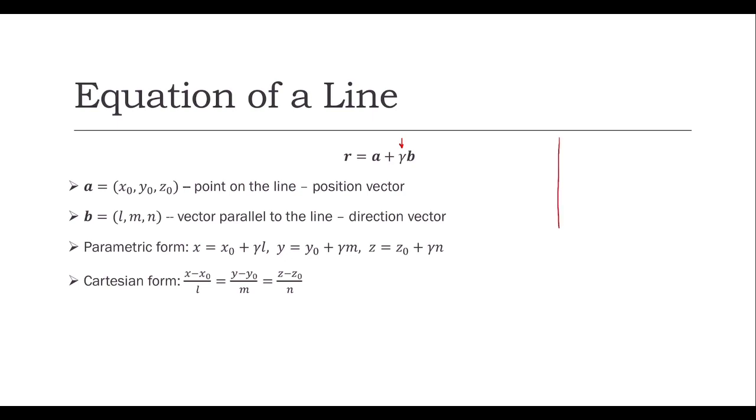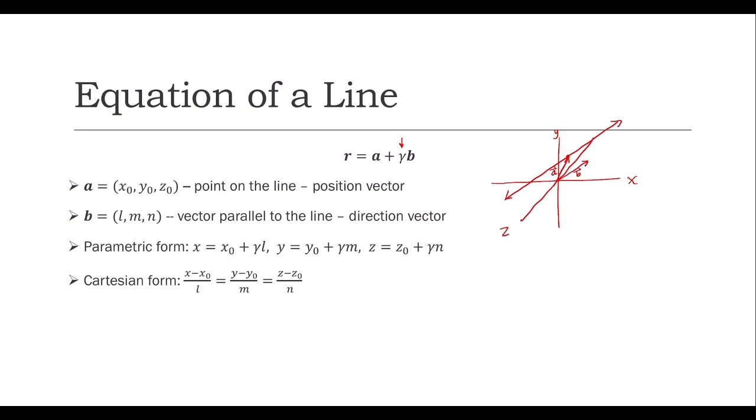So if we draw our coordinates, we have our x, y, and z planes. And you could have some line going through like this, for example. So A would be a vector showing the position, so one point on the line. So this would be vector A. And vector B is a direction vector showing the direction of the line. So it would be something like this.